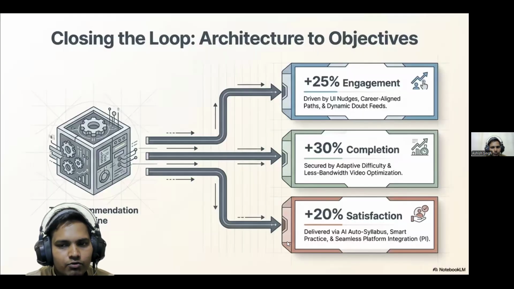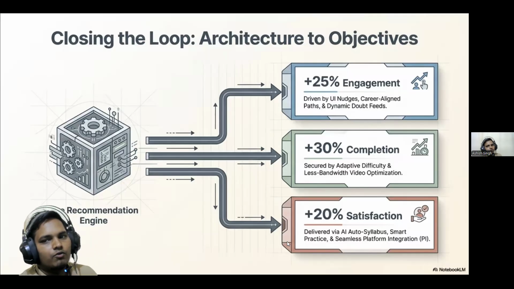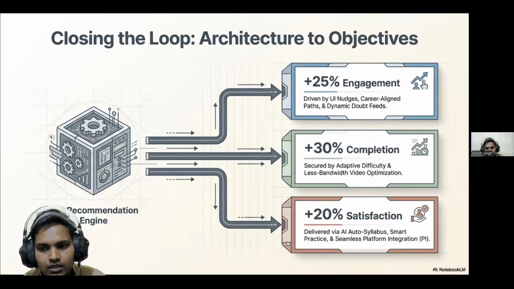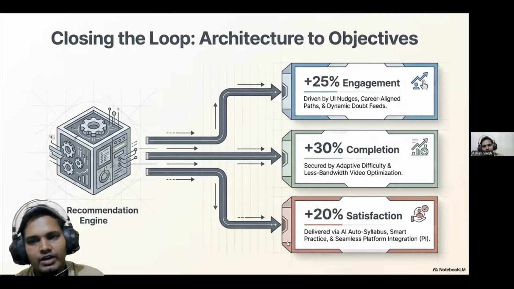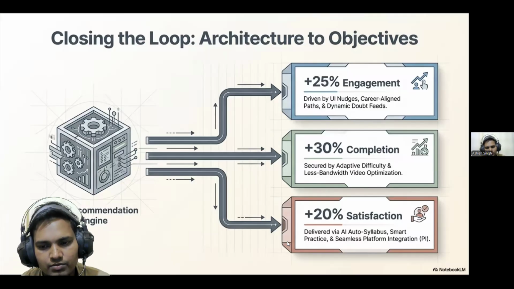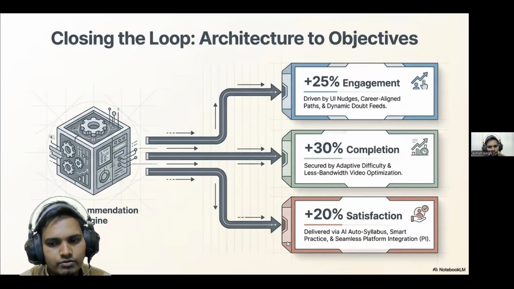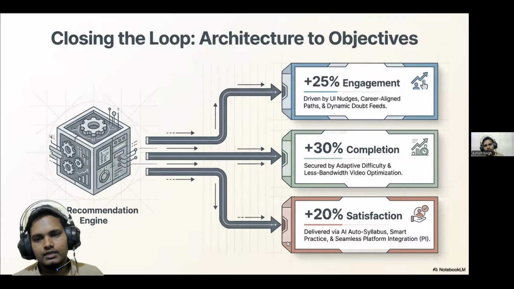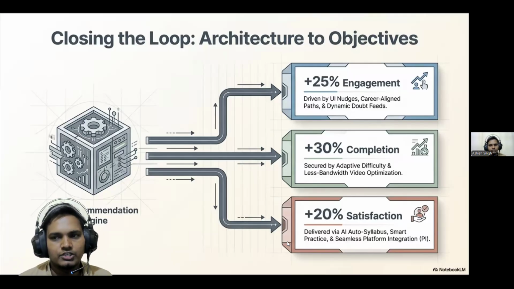Now we are going to close the loop. The 25% engagement, 30% completion, and 20% satisfaction increases are all achieved by our recommendation engine.